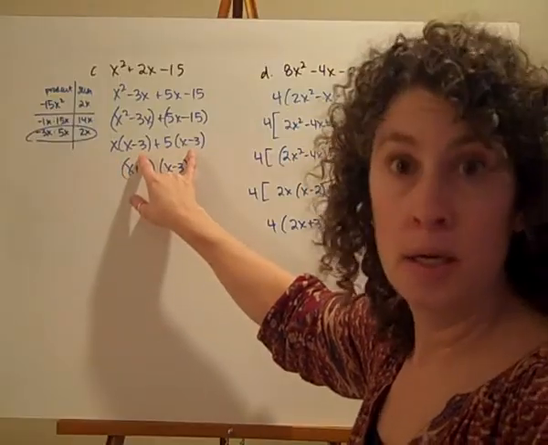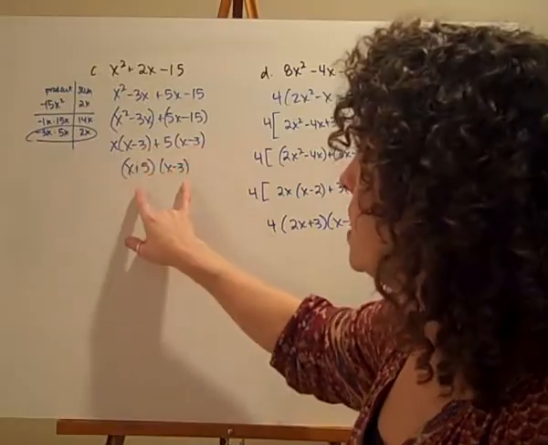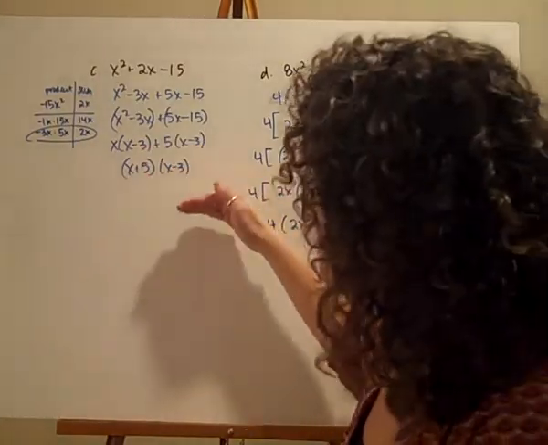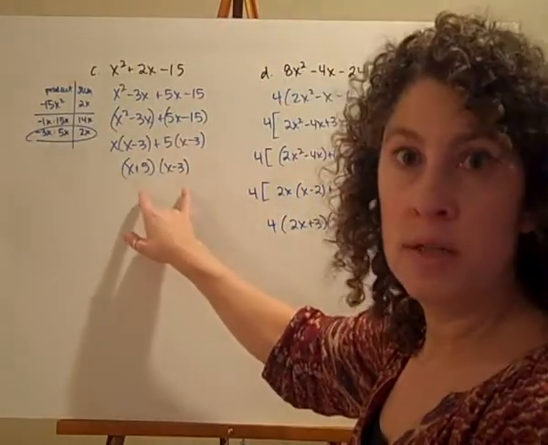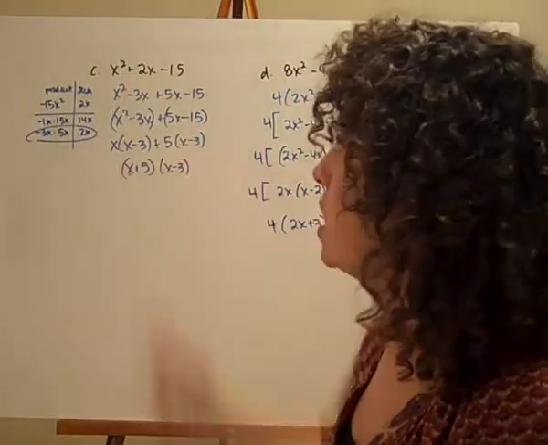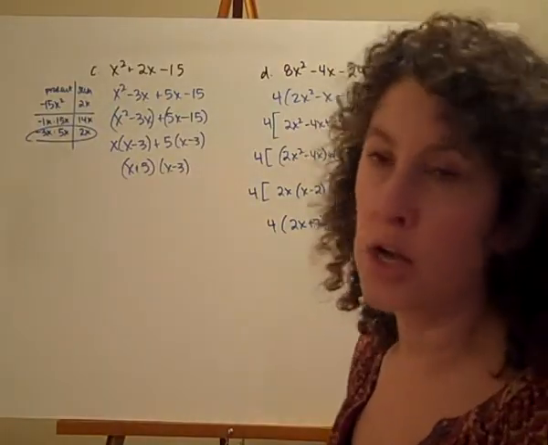Oh, look, things are working out well here because I have x minus 3 in both of these. So we end up with x plus 5 times x minus 3. And you should be able to work backwards, and if you multiply these together, which we were doing the first half of the chapter, I should come up with that product. Easy to check. Easy, easy to check.